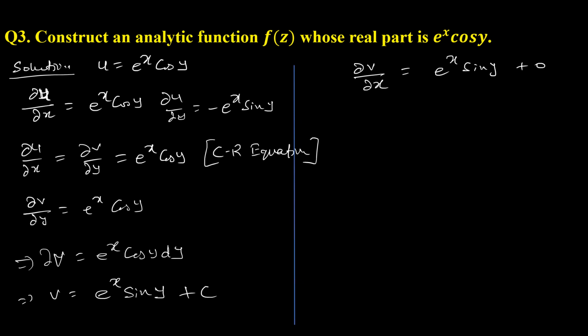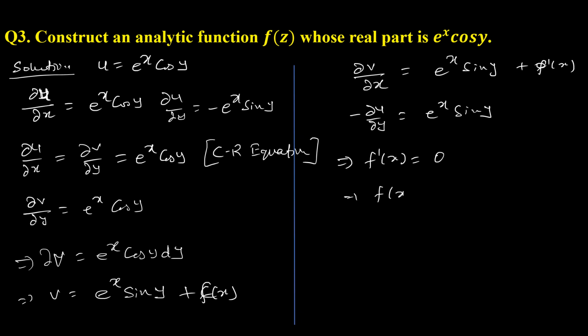So once we compare, del b upon del x is what? It is minus del u upon del y. So it is e to the power x sin y. Here, you are integrating with respect to y, so it will be a function of x. So it will be f dash x that we can write. So what we can get here, f dash x is equal to 0. So the derivative of f is 0.